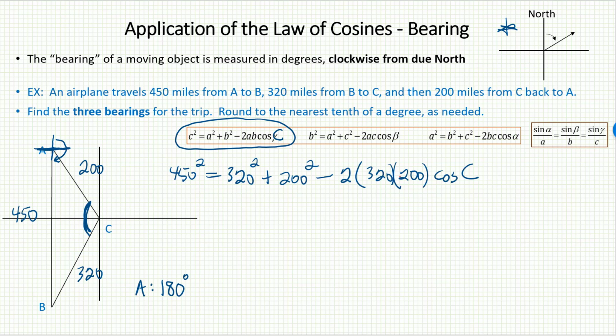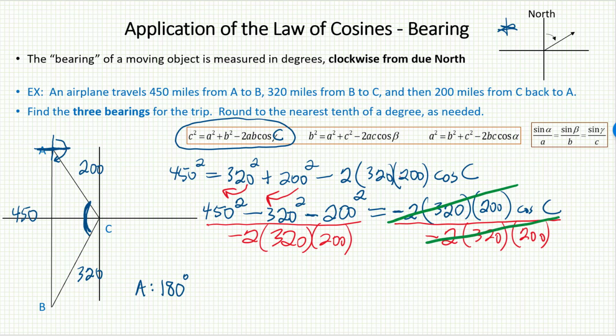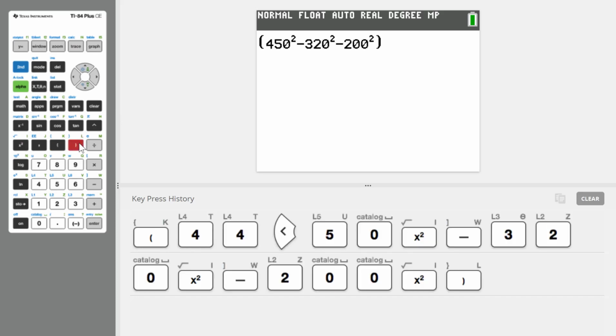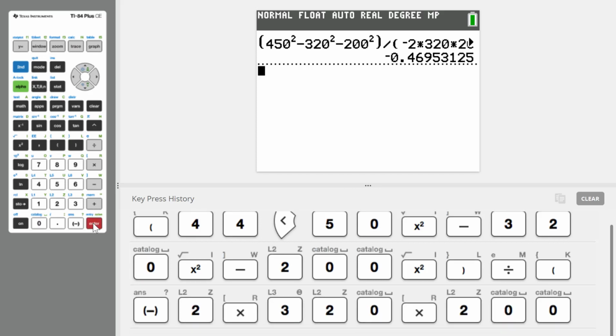Let's clean this up a little bit. I can move over these two terms to the left side by subtracting them. And then I can divide both sides by the coefficient of cosine C, which is the negative 2 times 320 times 200. You could, of course, multiply that out if you wanted to and have an actual number there. And then I can cancel this out. I have cosine C equals that number. Let me go to the calculator and see what that is. Be careful. If you want to type it in as I wrote it down, you'll need a parentheses around the top and a parentheses around the bottom. Okay, so close off the top and then divided by, open a new parentheses for the denominator and close that one off. Hit enter. That's the cosine ratio.